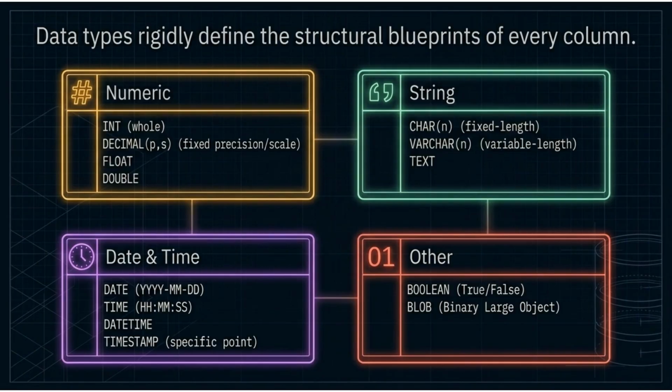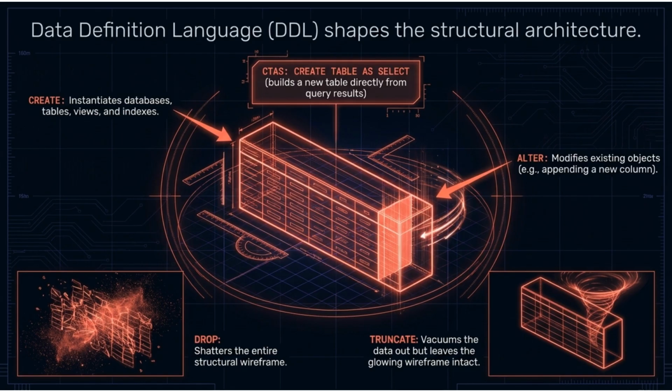Data types rigidly define the structural blueprints of every column. They include numeric types like int and float, string types like char and varchar, date and time types, and other types like boolean and blob. DDL shapes the structural architecture using commands like create to instantiate objects, alter to modify existing ones, and drop to remove the structural wireframe entirely.